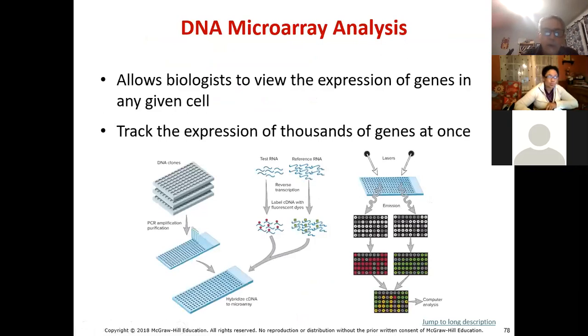DNA microarray analysis allows biologists to view the expression of genes in any given cell. So you can take the RNA and do reverse transcriptase to get the cDNA and label them with fluorescent dyes. And you put them on these plates, and the fluorescent dyes, when a laser's on them, will show up a pattern. And then you can look at what the colors would represent as different levels of expression of the gene, and then you can analyze it with the computer and see which genes are being upregulated and downregulated.